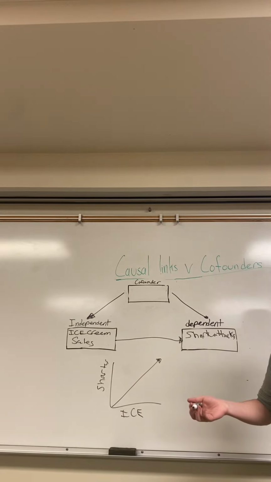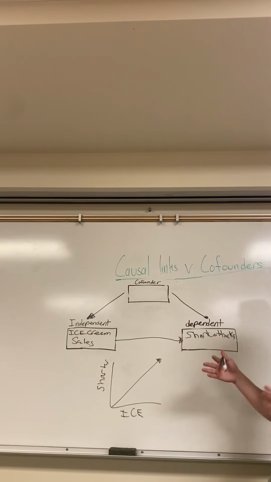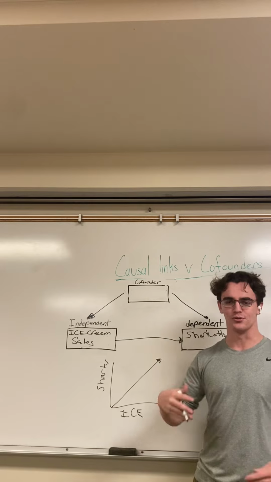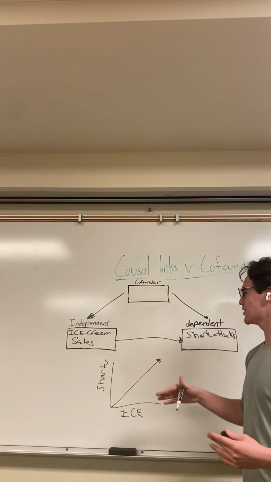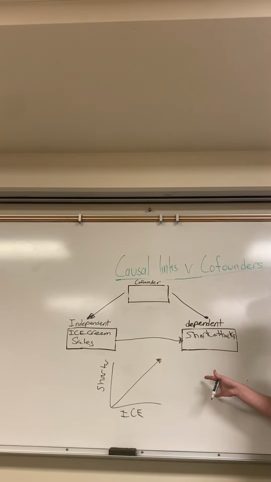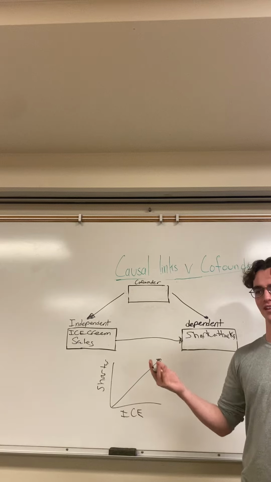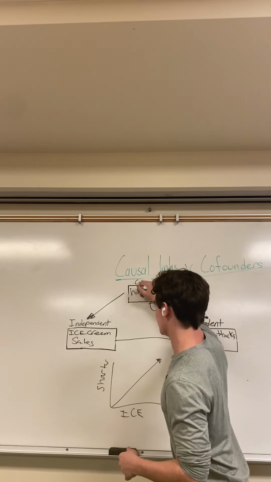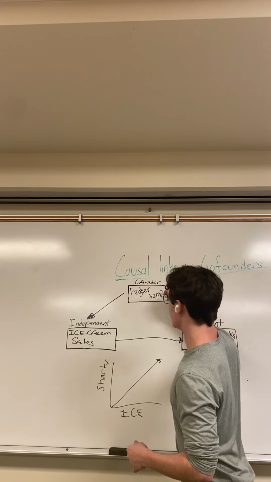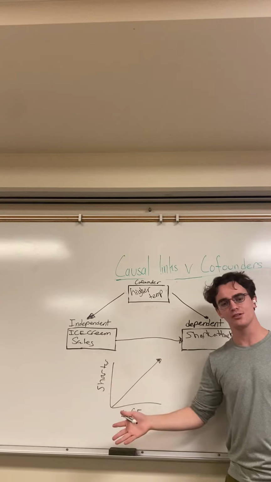But this doesn't seem right because there's nothing about ice cream sales that should affect the amount of shark attacks that happen. So in these scenarios, we start to look for confounding variables, something that will affect both the amount of ice cream that is sold and the amount of shark attacks that happen. And in this case, if you start thinking, you'll start realizing that higher temperatures is our confounding variable.